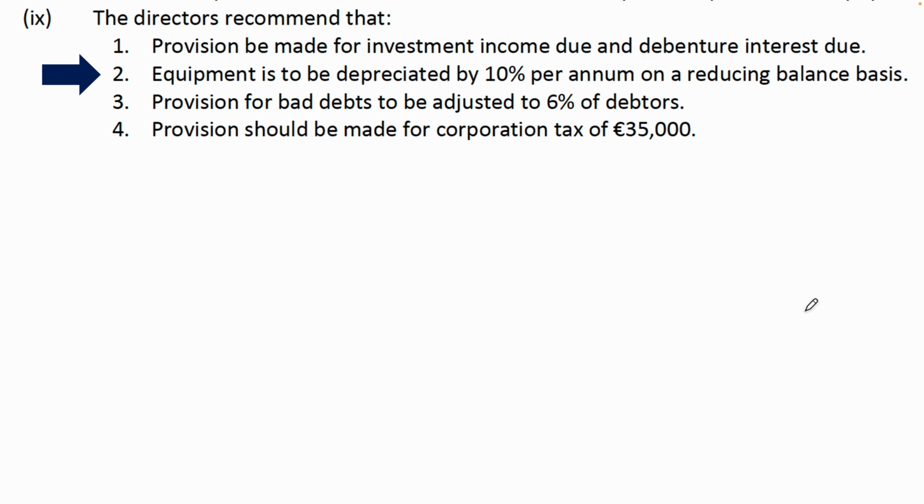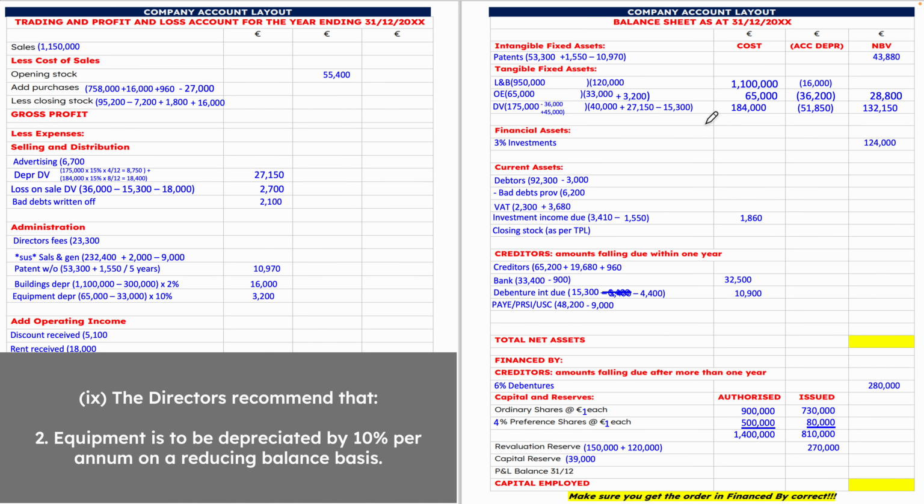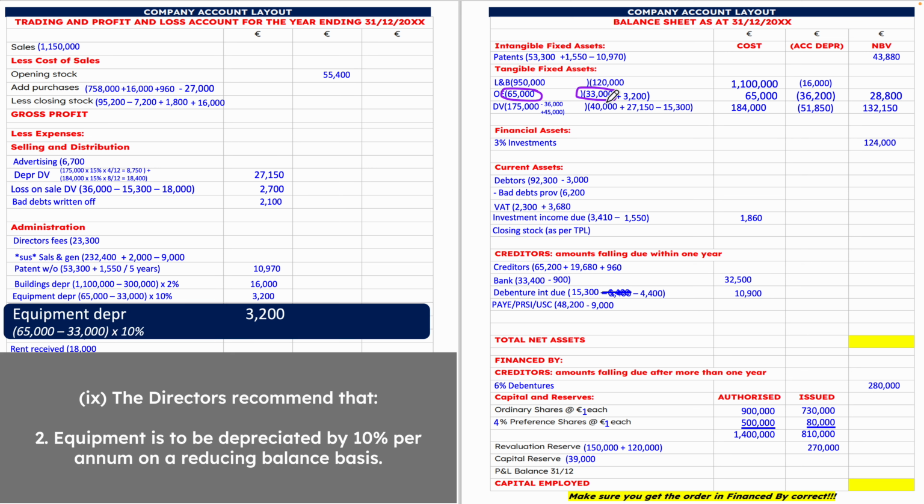The second adjustment there, equipment is to be depreciated by 10% per annum on a reducing balance basis. So reducing balance basis just means using the net book value of the equipment. So it's the cost minus the accumulated depreciation that's already been charged on that. So if we saw from our trial balance, we know that there was 33,000 already taken away from the 65,000 cost, right? So the office equipment in the trial balance was 32,000 euro, right? So that was the figure taken from the trial balance.